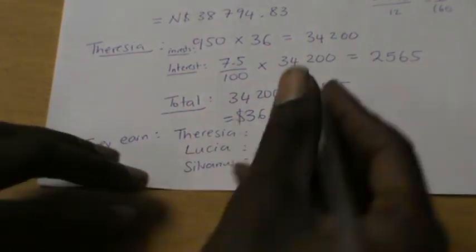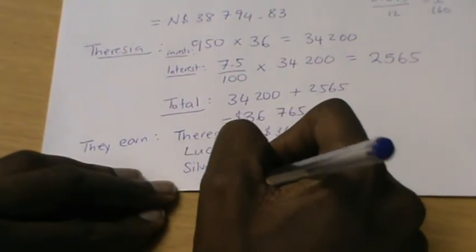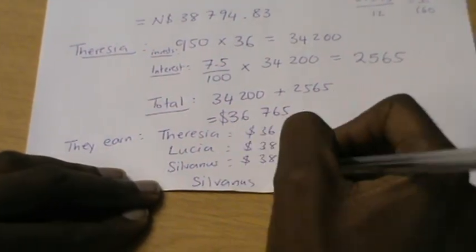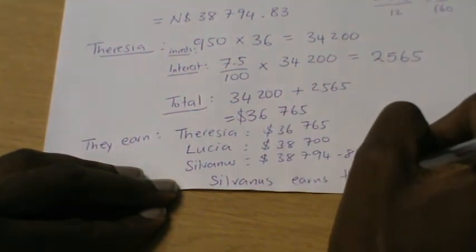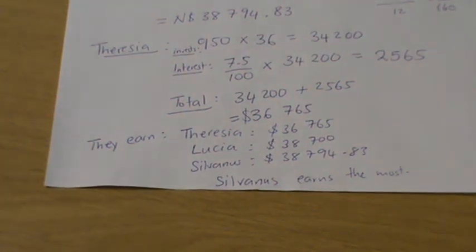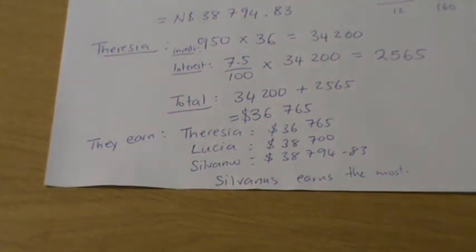Then the last question, which is also a sentence, you say who will earn more, and then you just say Silvanus earns more. Silvanus earns the most. Okay, so given an option, always go for compound interest.